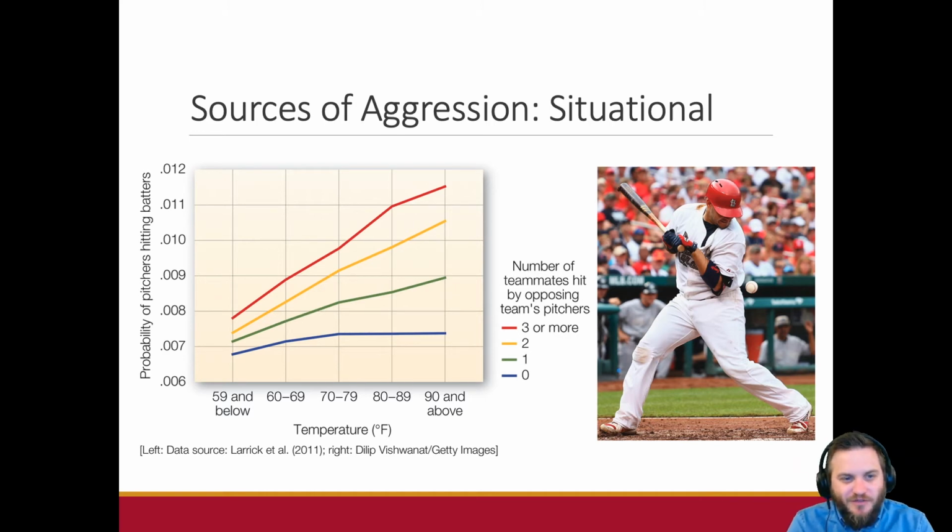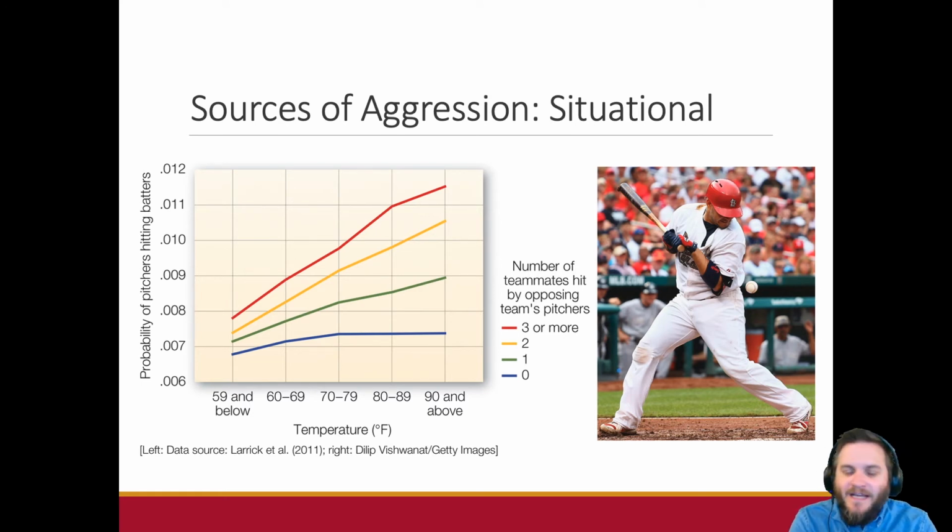Another situational source of aggression is, oh wait, no, this is still heat. This is baseball, because I enjoy baseball. Here's Albert Pujols getting plunked when he was a Cardinal. He's getting hit. And you can see that when the temperature is 90 degrees and above, more batters are hit, more often.